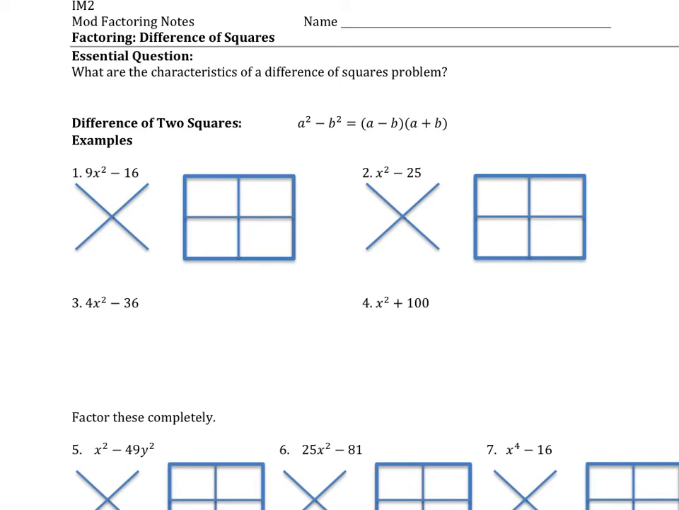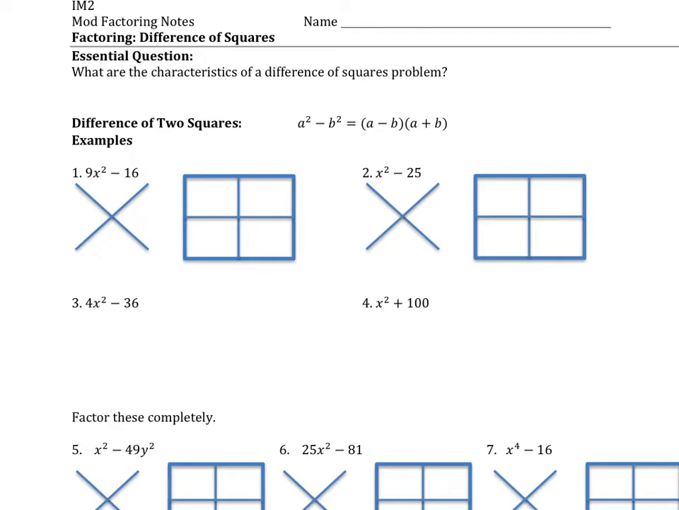Okay, so we've done factoring with the GCF, we've done factoring with X-box or grouping, and now our last main type of factoring is difference of squares, where the stuff we learned previously we can still use. Our central question is, what are the characteristics of a difference of squares problem?